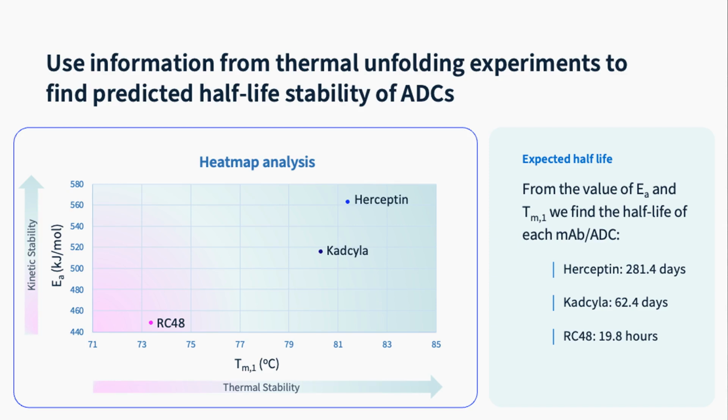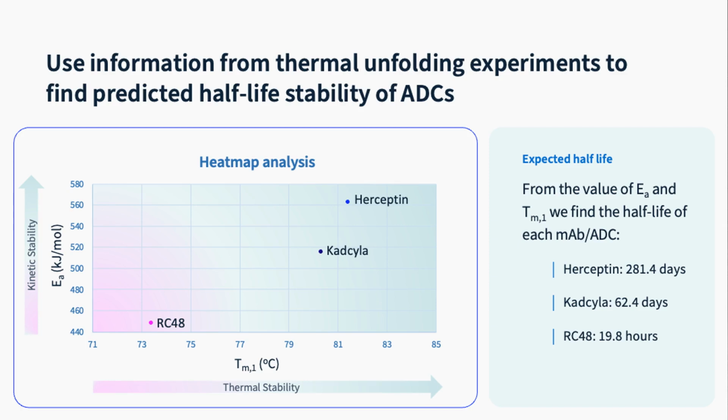And when we plot our ADCs, you can see RC48 is down near the bottom left, and Kadcyla and Herceptin are near the top right, because both have more thermal and kinetic stability compared to RC48. We can actually take the TMs and energy of activation and use them to calculate the expected half-life of the biologics. When we do, it reveals that RC48 has a drastically reduced half-life of just under 20 hours compared to Kadcyla, which is at 62 days, and Herceptin at 281 days.